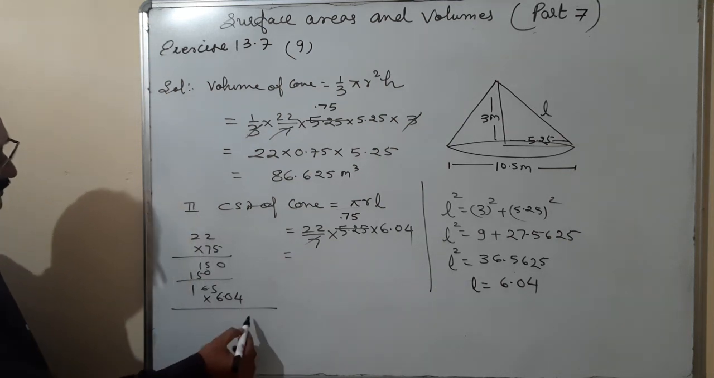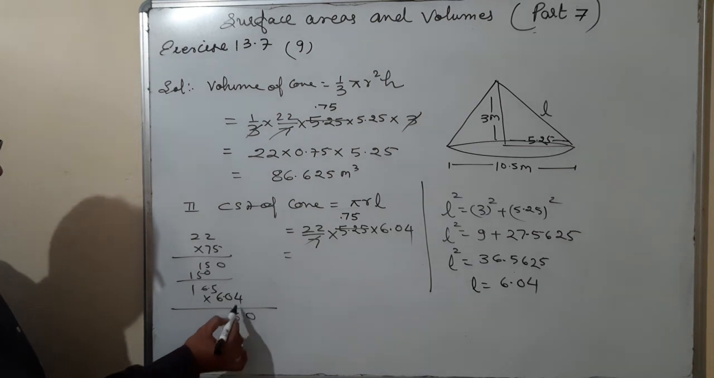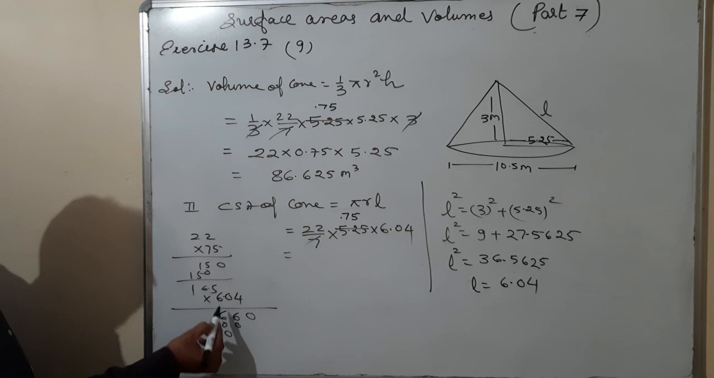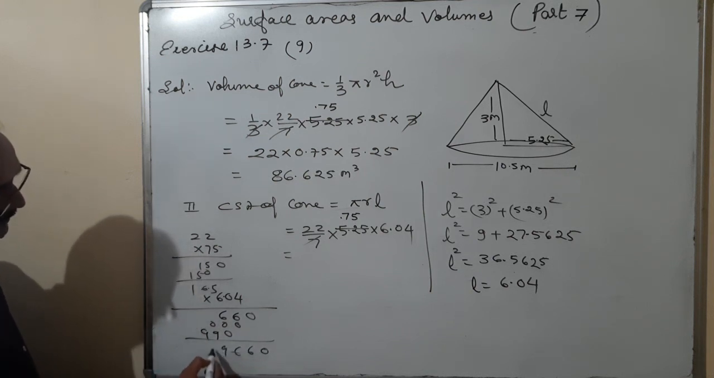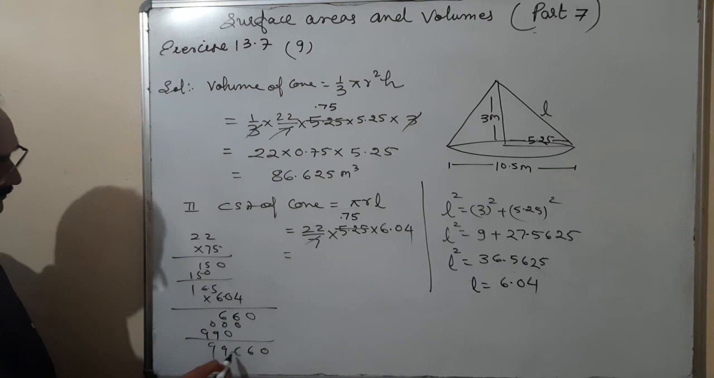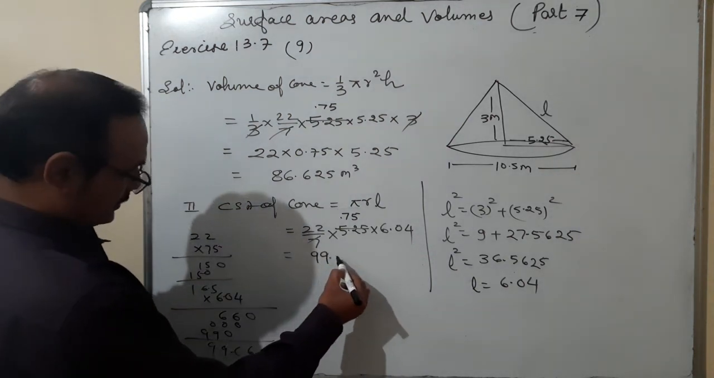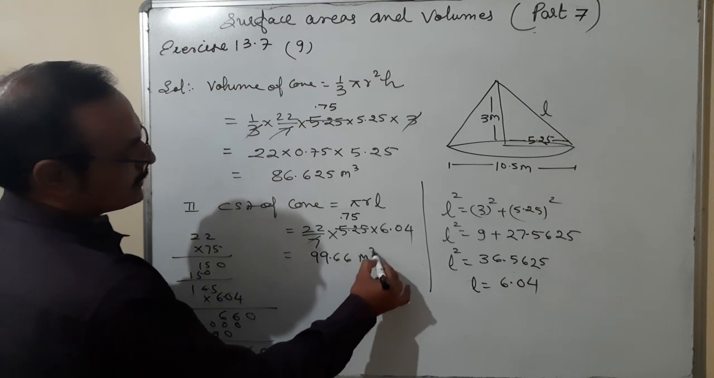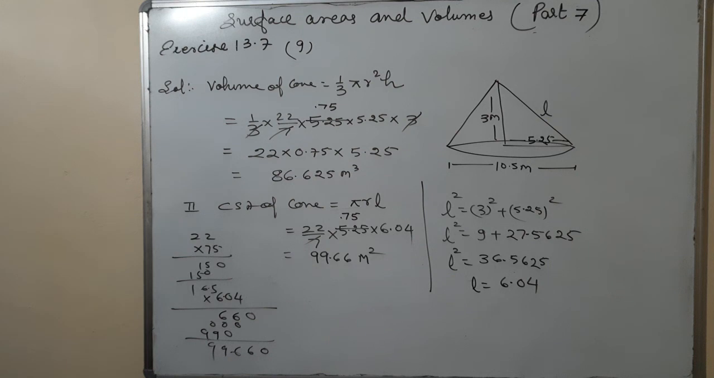Okay, 5 4s are 22, 6 4s are 24, 2 26, 2 4 2 6, 0 0 0, and 6 5s are 33, 6 3s are 36, 3 39, 3 6 3 9. So it is 99.66 after decimal. 99.66 meter square. This much canvas is required, 99.66 meter square.